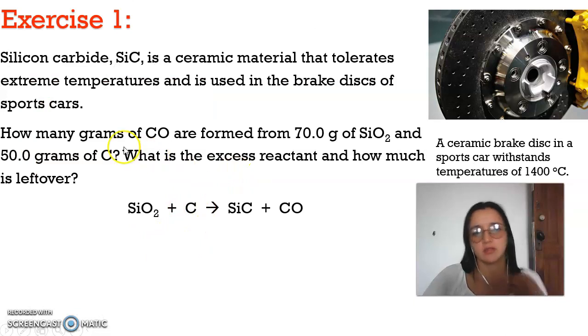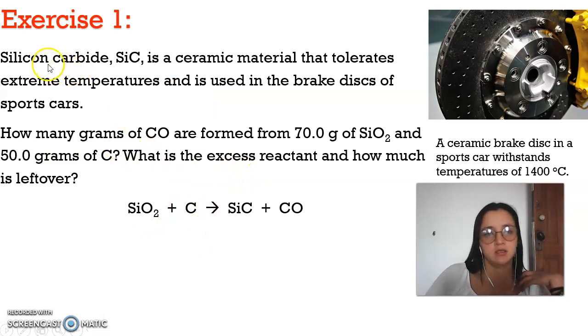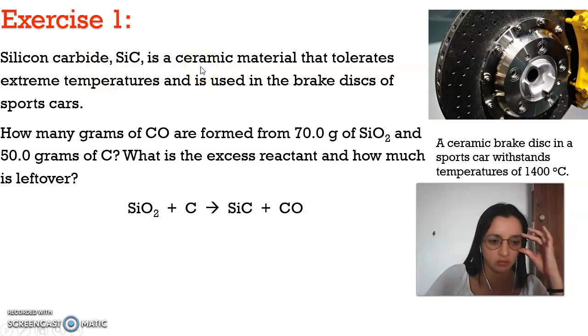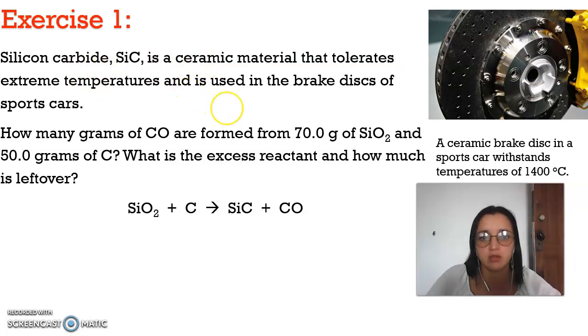So in this case, if we read the problem, silicon carbide is a ceramic material that tolerates extreme temperatures and is used in the brake discs of sport cars. How many grams of carbon monoxide are formed from 70 grams of silicon dioxide and 50 grams of carbon? What is the excess reactant and how much is left over?